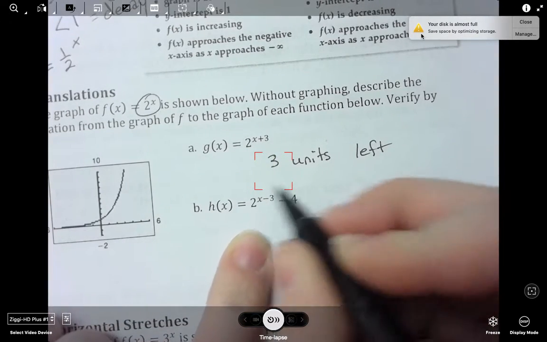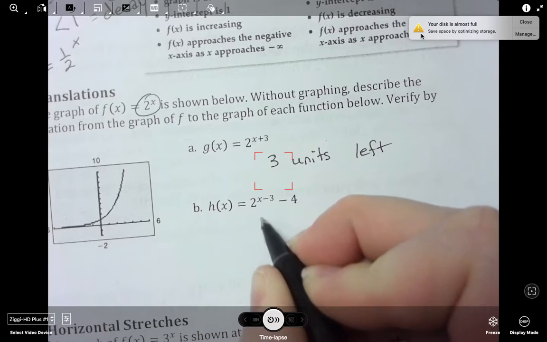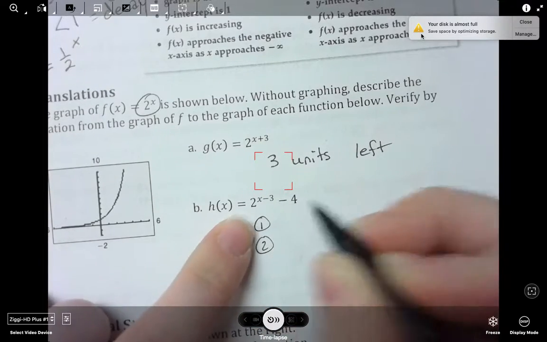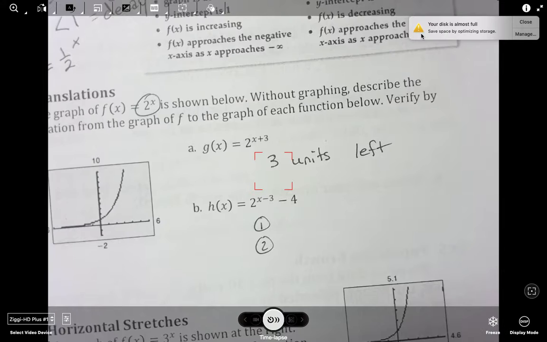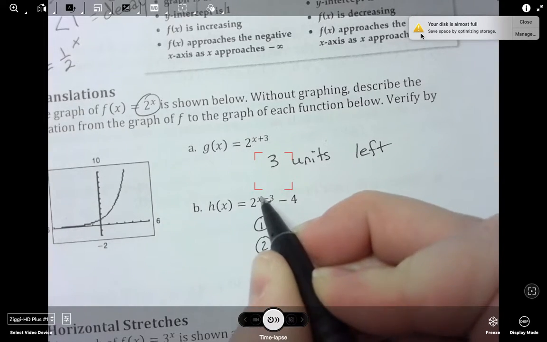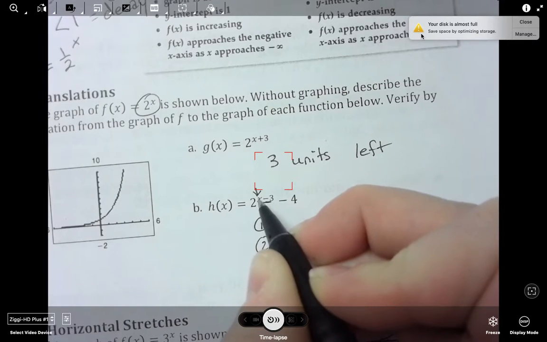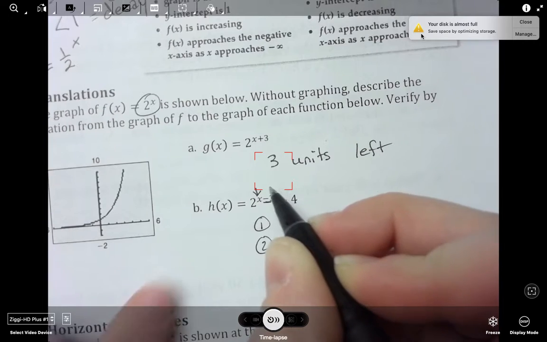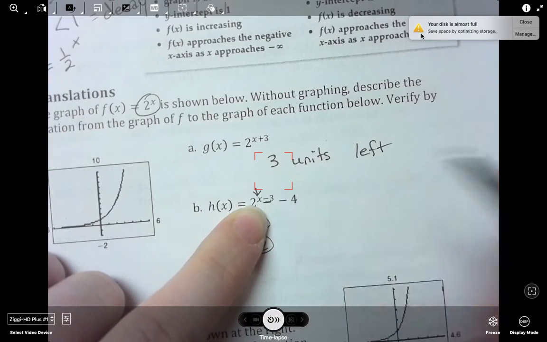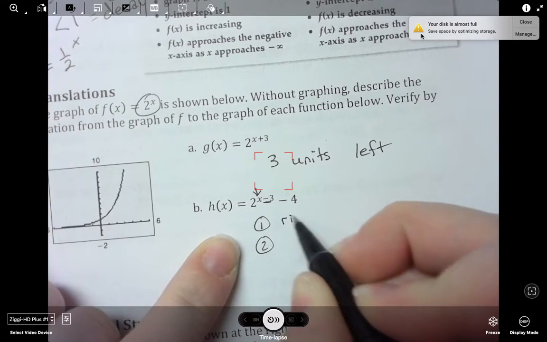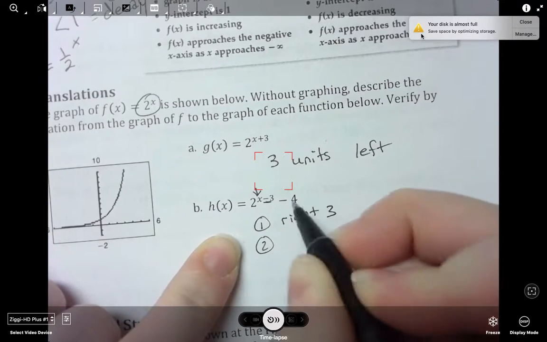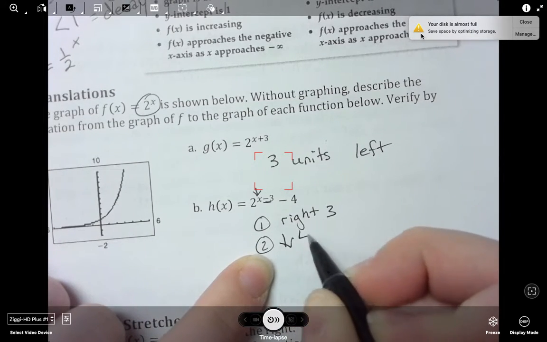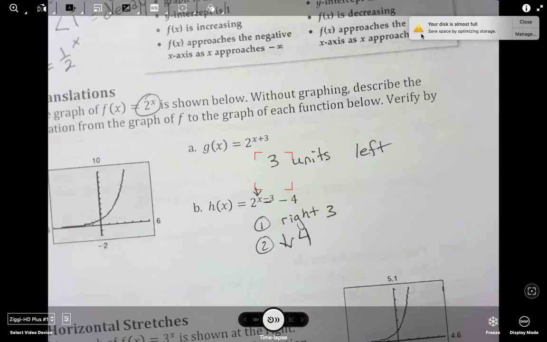This guy, there's actually 2 things that are happening. 2 things, the -3 and the -4. And again, it matters what order you go in most of the time. All right, so -3 is going to happen first, because if I were to plug a number in for x, I would subtract 3 from it before I would subtract the 4, right? So -3, this is going to move him right 3, and then down 4. Right 3, then down 4, right?